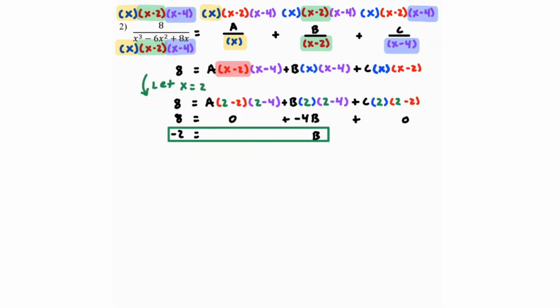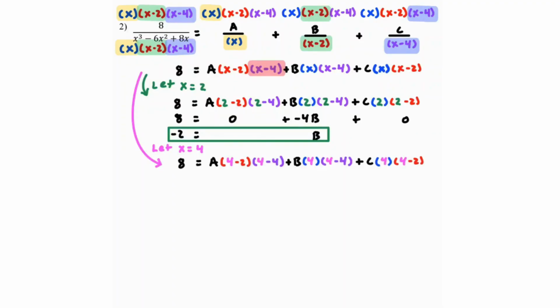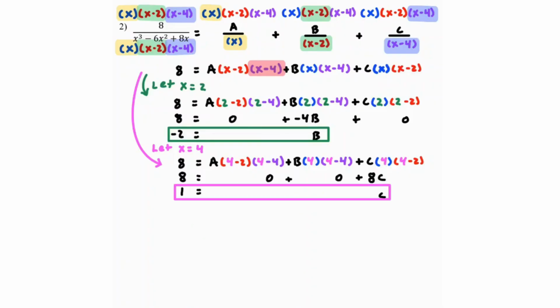What about the other two, like a and c? Well, instead of looking at x minus 2, let's look at the x minus 4. So what happens if you let x equals 4? We'll substitute that in, and we get this, which simplifies to 8 is equal to 0 plus 0 plus 8c. Notice when x equals 4, the a and b disappear and we're left with c. Divide both sides by 8, and you get c equals 1.